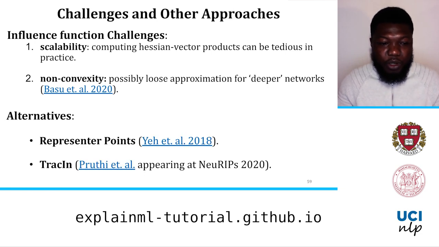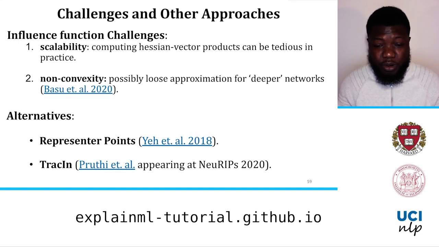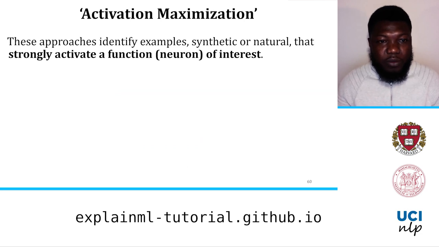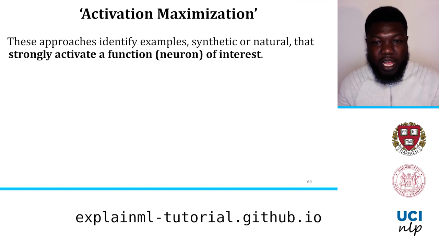So there are a few alternatives that have been proposed in the literature. One of them is representer points by Ye et al. at NeurIPS in 2018, and another recent work called TracIn by Pruthi et al. appearing at this NeurIPS. So what we've just discussed is one kind of prototype explanation approach. Another paradigm is the activation maximization approach. You can think of these approaches as identifying examples that strongly activate a neuron or an intermediate function of interest.